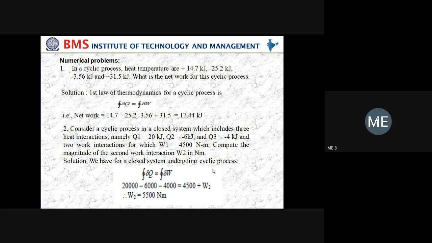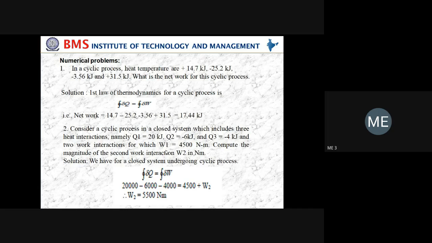Consider a cyclic process in a closed system which includes three heat interactions, namely Q1 equals 20 kilojoules, Q2 equals minus 6 kilojoules, Q3 equals minus 4 kilojoules, and two work interactions for which W1 equals 4500 Newton meter. Newton meter is nothing but joule. Compute the magnitude of second work interaction W2 in Newton meter.